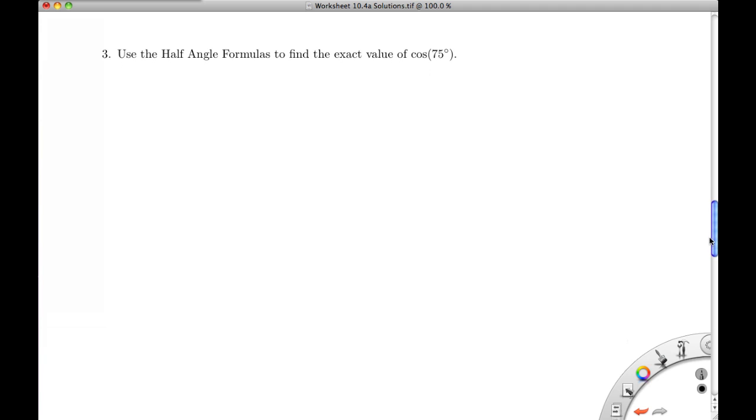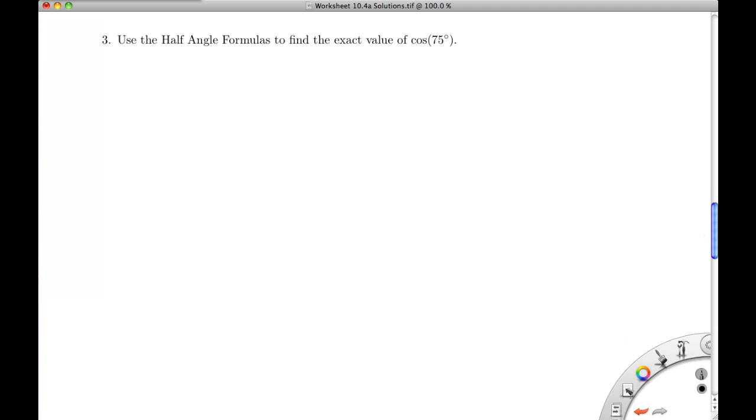Okay, so for number 3, we're going to use the half-angle formulas to find the exact value of the cosine of 75 degrees. So we kind of already found the exact value of the cosine of 75 degrees in number 1a using the sum and difference. We can also find the sine and cosine of angles that we normally don't associate with exact values using the half-angle formulas, and we'll see how we can do that in a second.